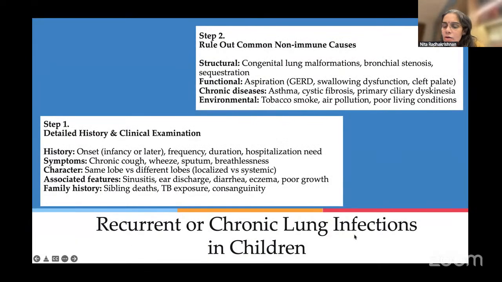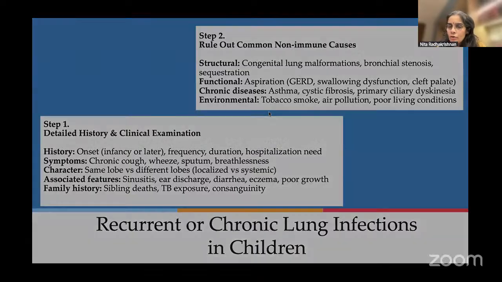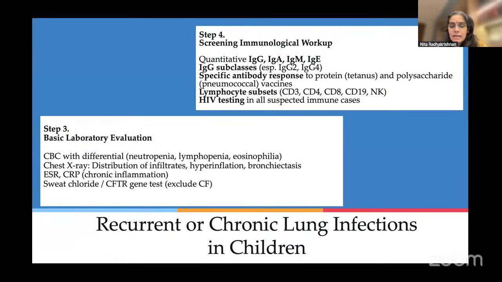What about recurrent or chronic lung infections? Again, we said detailed history, rule out common non-immune causes. You would know better than me how to evaluate for GERD or how to evaluate for asthma, cystic fibrosis, etc. You should try and reduce all the antigenic exposures also, like tobacco smoke and pollution, and whatever you can modify. Let us try all that. After this, the next evaluation from a pulmonology standpoint would be a sweat chloride and evaluation for cystic fibrosis, X-ray and ESR, etc. to look at inflammation.